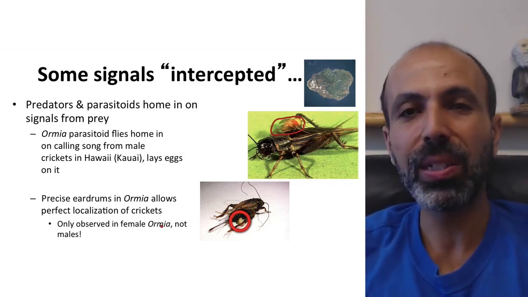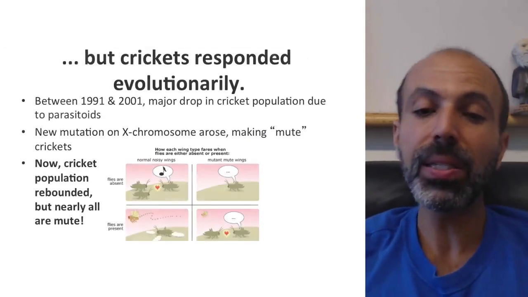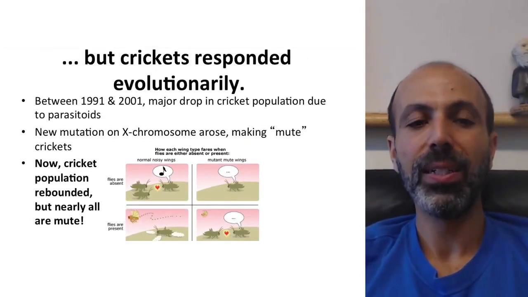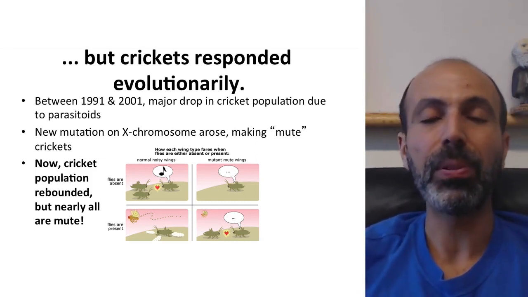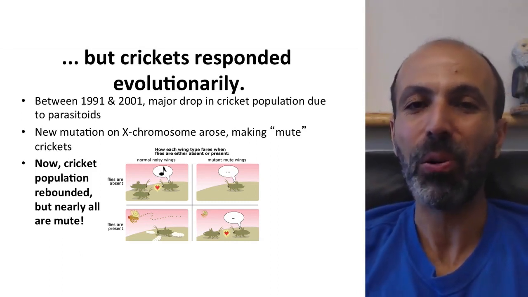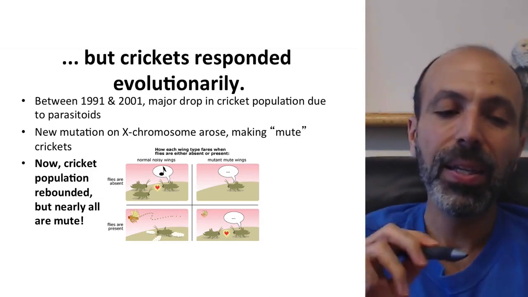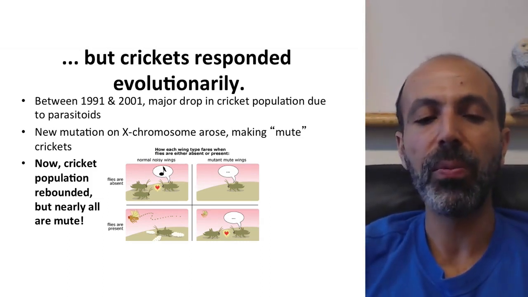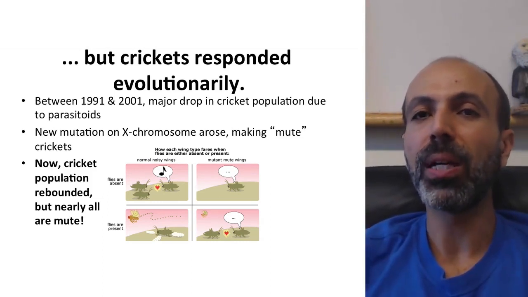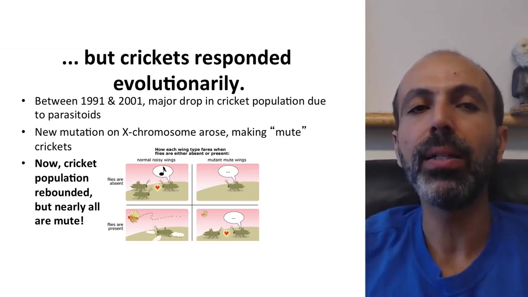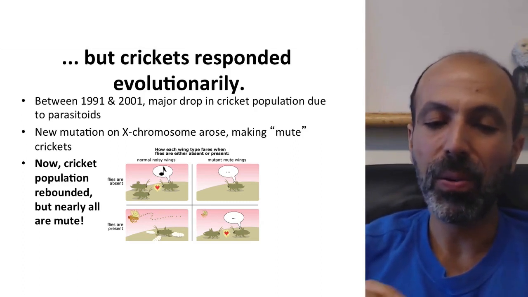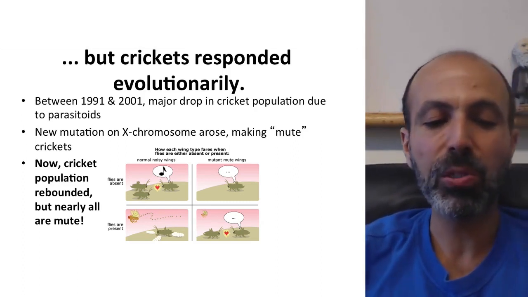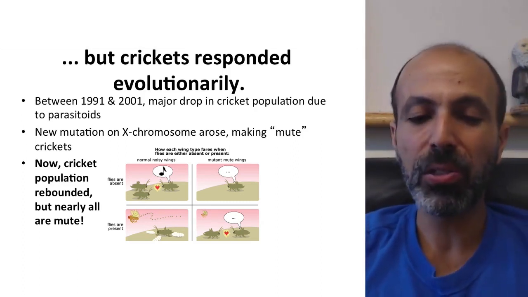Now, interestingly, in this particular example, the crickets have responded evolutionarily. Between 1991 and 2001, there was a major drop in the cricket population due to these nasty parasitoid Ormia flies. But then a new mutation arose on the X chromosome that made mute male crickets. Basically, they chirp very quietly. Now in doing that, the Ormia can't home in on them. So what we've seen now is the cricket population has rebounded, but nearly all the males are mute.